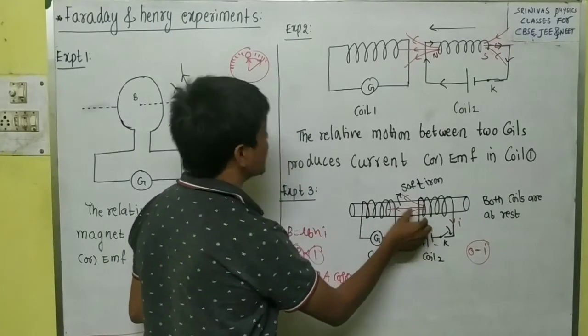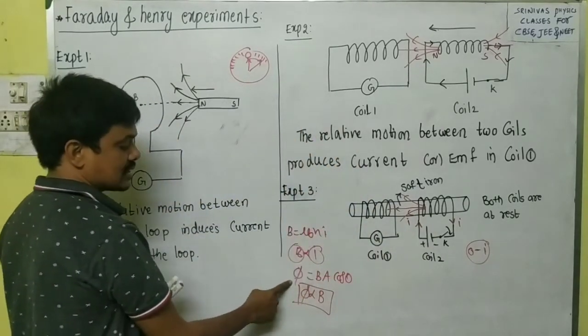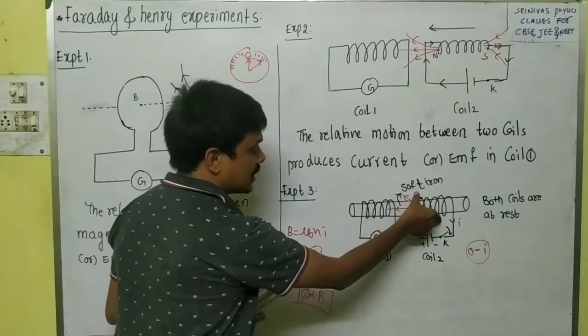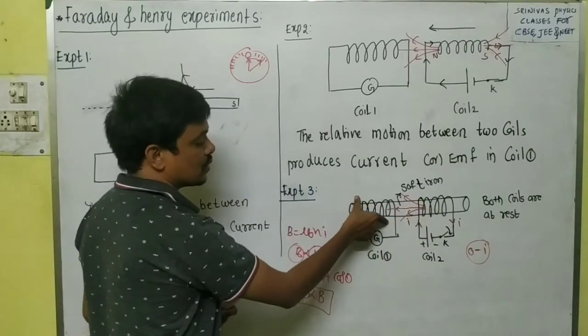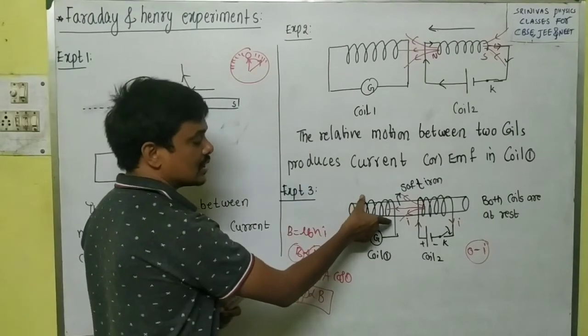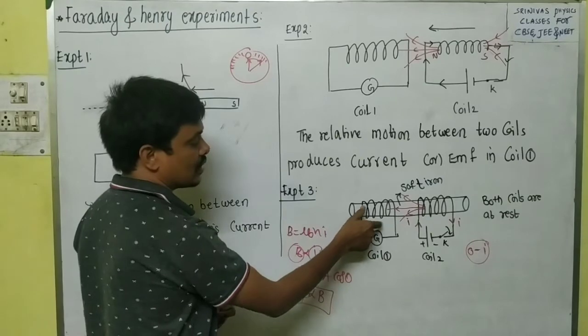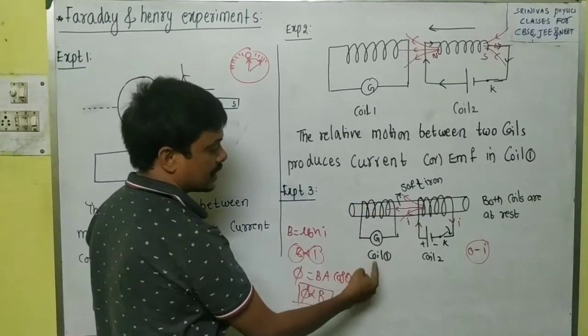At that moment the current decreases, the field decreases, and the flux decreases. Then again, the decrease in flux generated by coil 2 also links with coil 1. Due to that, the change in flux induces an EMF or current in coil 1.